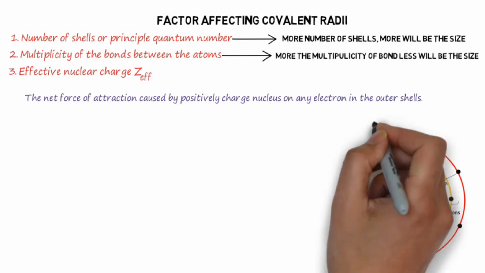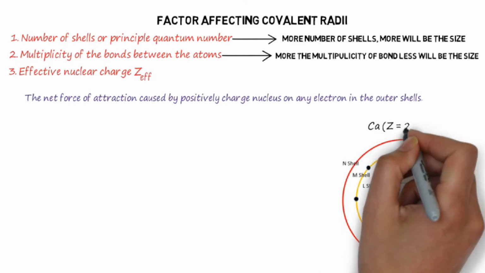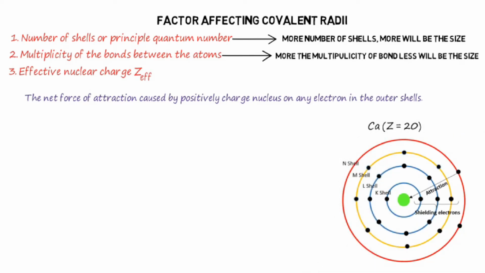To elaborate further, consider an atom, for example calcium. It has atomic number 20. It means it has 20 protons in the nucleus and 20 electrons orbiting around the nucleus. In this atom, all the electrons are attracted to the positively charged nucleus.